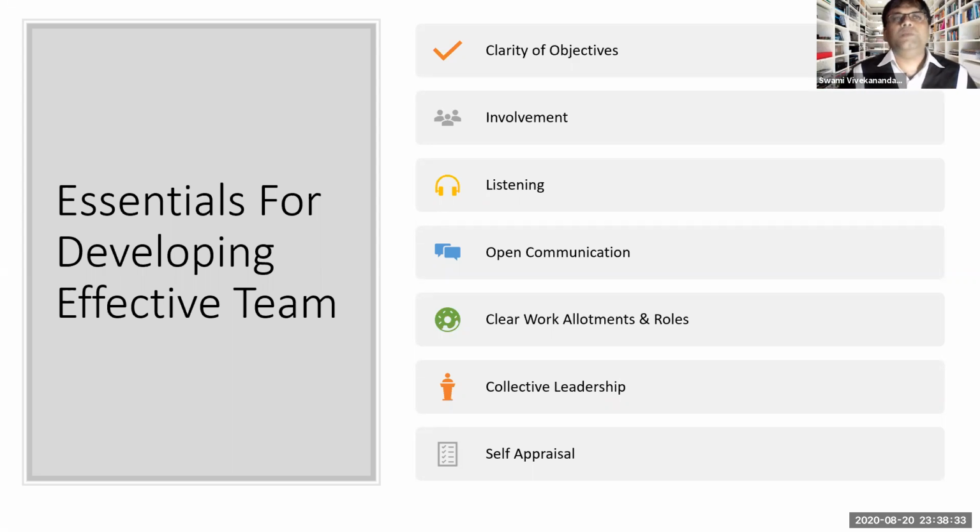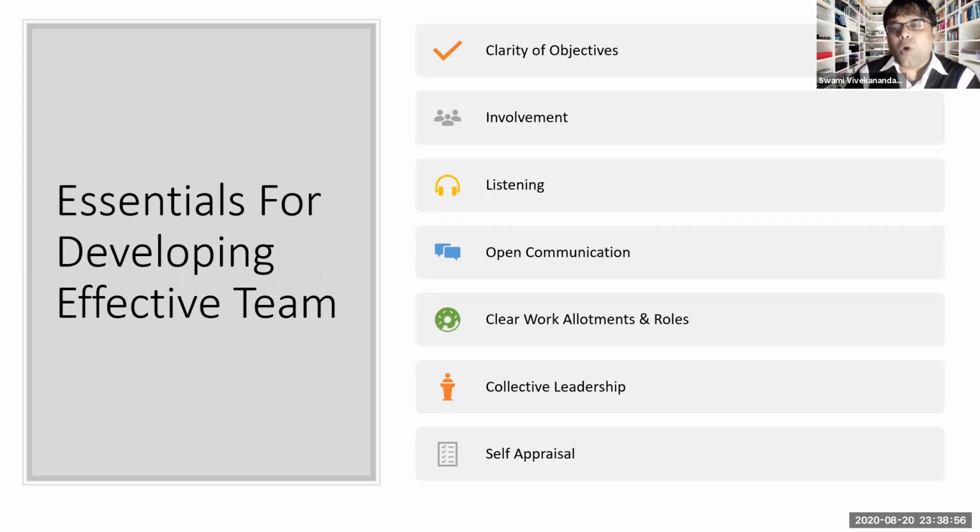Open communication, that is a very interesting point. In a group the communication should be open. You need to communicate everything in front of everyone. There is no private talk within a group, right? So that will create a division into subgroups within the group, right? So that's why open communication is one of the most important elements for building an effective team.